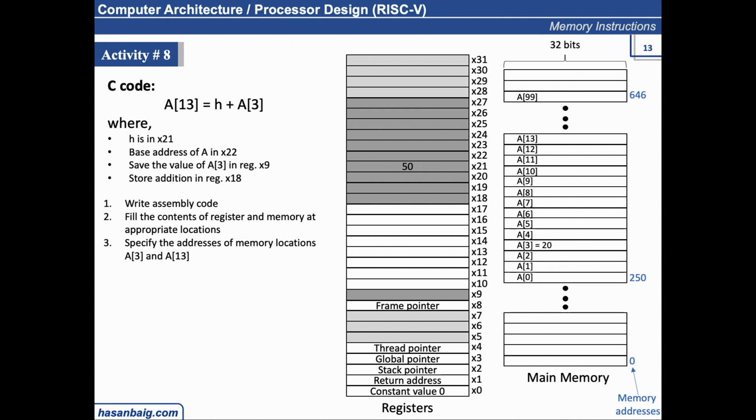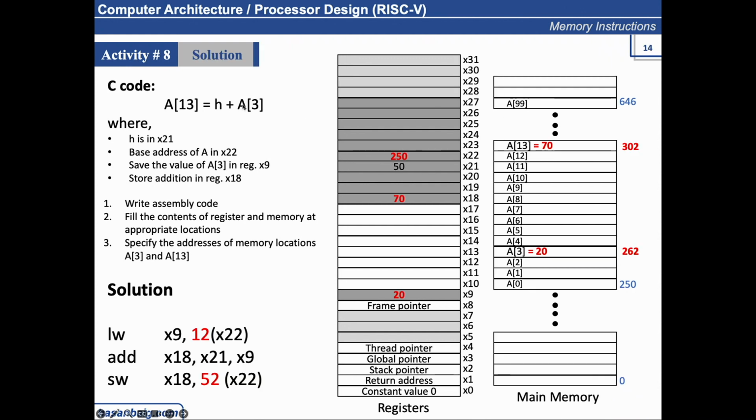Okay, so I'm sharing the sheets. I mentioned that the base address of A is stored in x22. x22 was left blank, but the base address is clearly written up here. A0 corresponds to the base address, which is 250. So you should be filling x22 with the value 250.